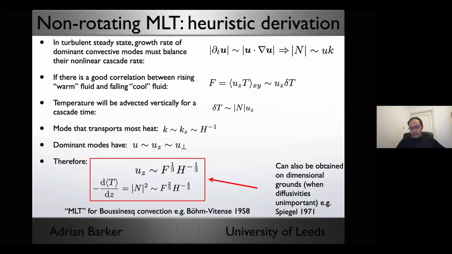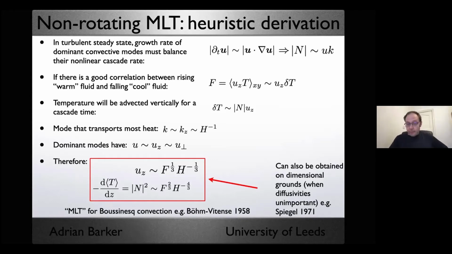So we can use the linear equations to determine the heat flux due to convection. If we assume the convective flux is much larger than the conductive flux, then the heat flux is just given by the product of the vertical velocity uz and the temperature. And we can average that over the xy plane. And if there's a good correlation between rising warm fluid and falling cool fluid, then we can take the product of the RMS velocity fluctuations and temperature fluctuations to well represent this average of the product.